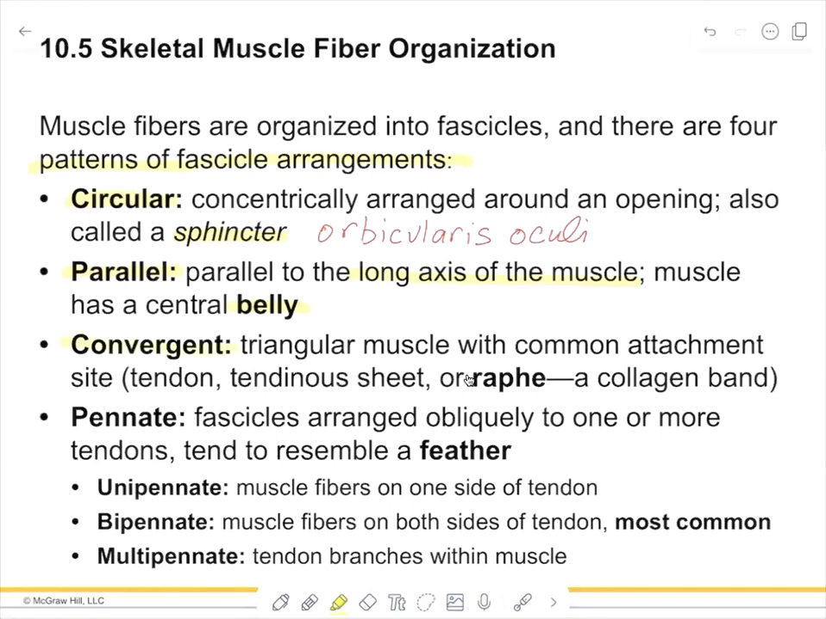A convergent type of organization is where there's a common attachment at the tendon where there is a collagen band. Because remember, a tendon is the point of attachment of a muscle to a bone. There's another type called the pennate, where the fascicles tend to resemble a feather. And in this case, the most common of the pennate is actually called the bipennate, where the muscle fibers are on both sides of the tendon, and it's the most common. There's also a unipennate and a multipennate that is also present.